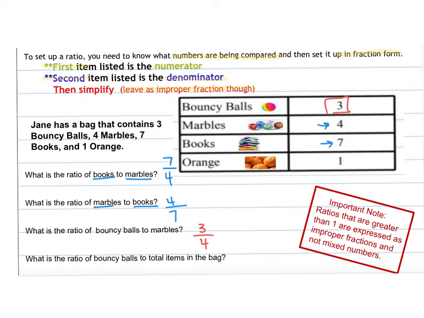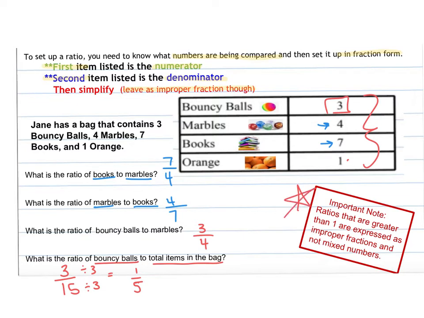The last one, what is the ratio of bouncy balls to total items in the bag? So bouncy balls is first, so that would be our numerator, which is 3. Now, total items in the bag. That means everything that's inside the bag. So we would add all of that together. So 3 plus 4 is 7. 7 plus 7 is 14. Plus 1 is 15. So total items, 15 items. We can simplify this by dividing the top and bottom by 3, which would be 1/5. So for every 1 bouncy ball, there's 5 items in the bag.